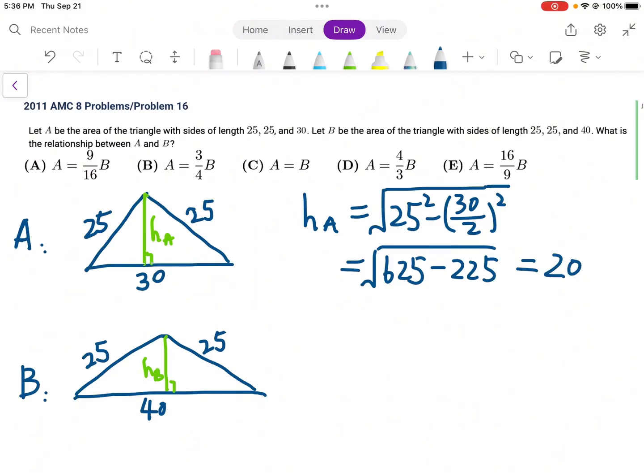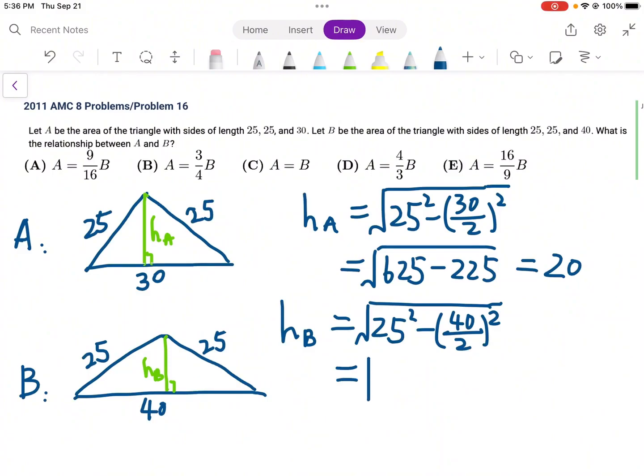Now, we can also calculate HB in the same way. It equals square root of 25 squared subtract (40 divided by 2) squared, and that equals 625 subtract 400, and it equals 15.